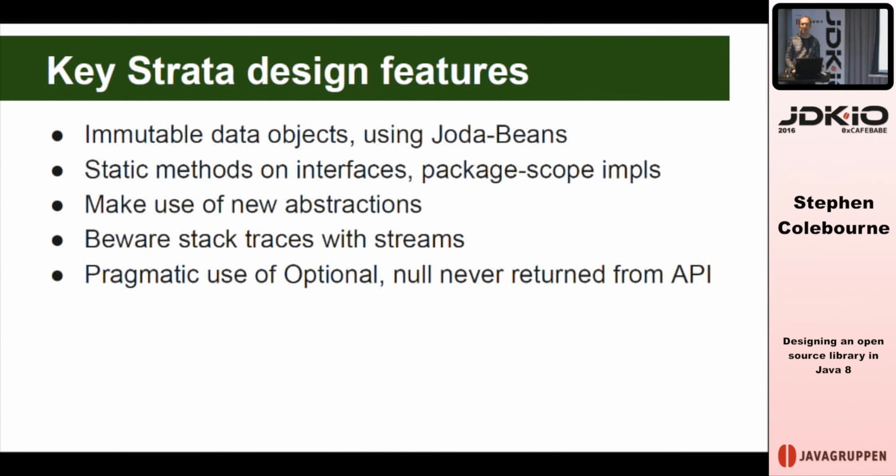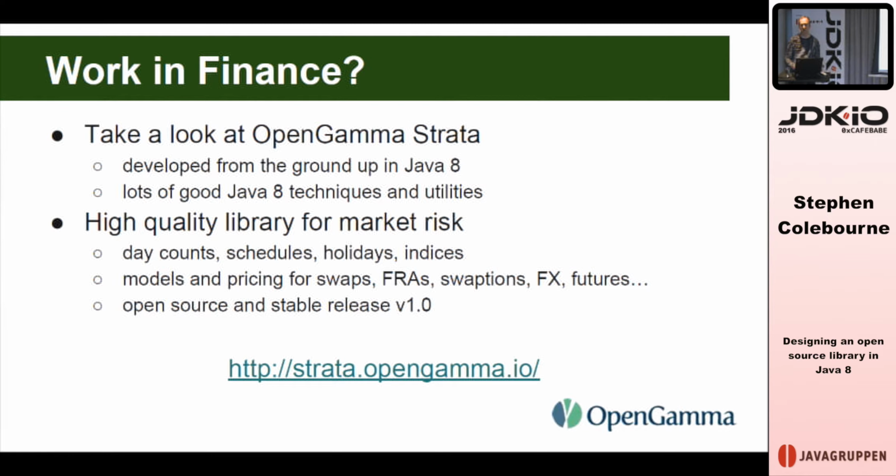And we use Optional pragmatically, so that null is never returned from an API, but we don't store Optional in instance variables. And yes, if you do work in finance, take a look at OpenGamma Strata, come and talk to me about it. It contains all the stuff that you need to know. And if anybody here knows anything about the CIBOR index in Danish, the Copenhagen Interbank overnight rate, I'd like to talk to you about what the conventions are.